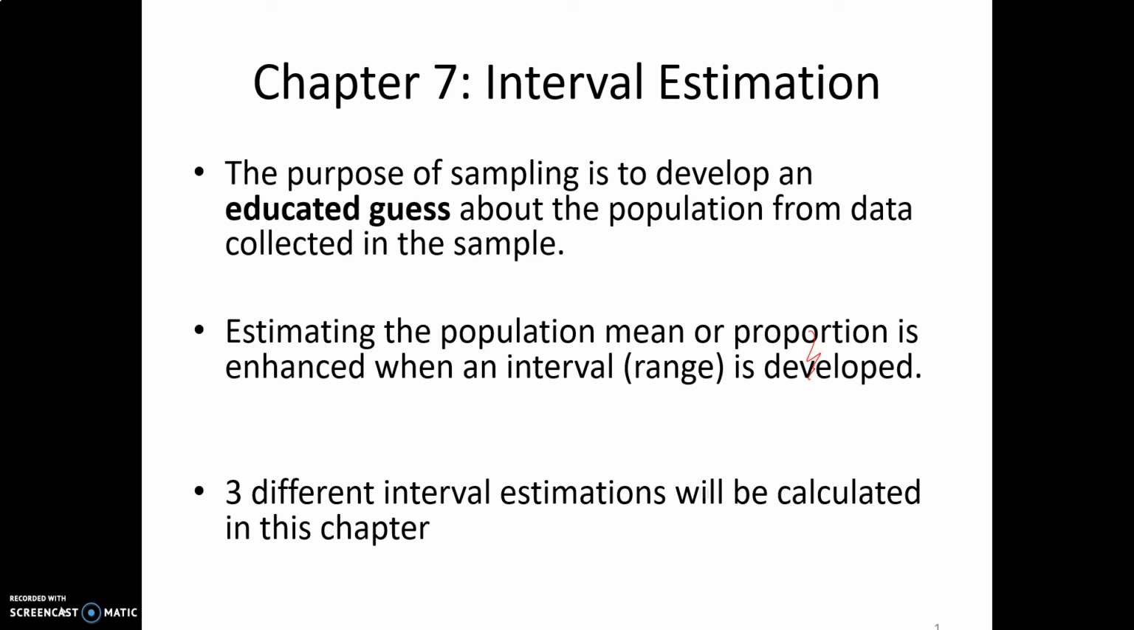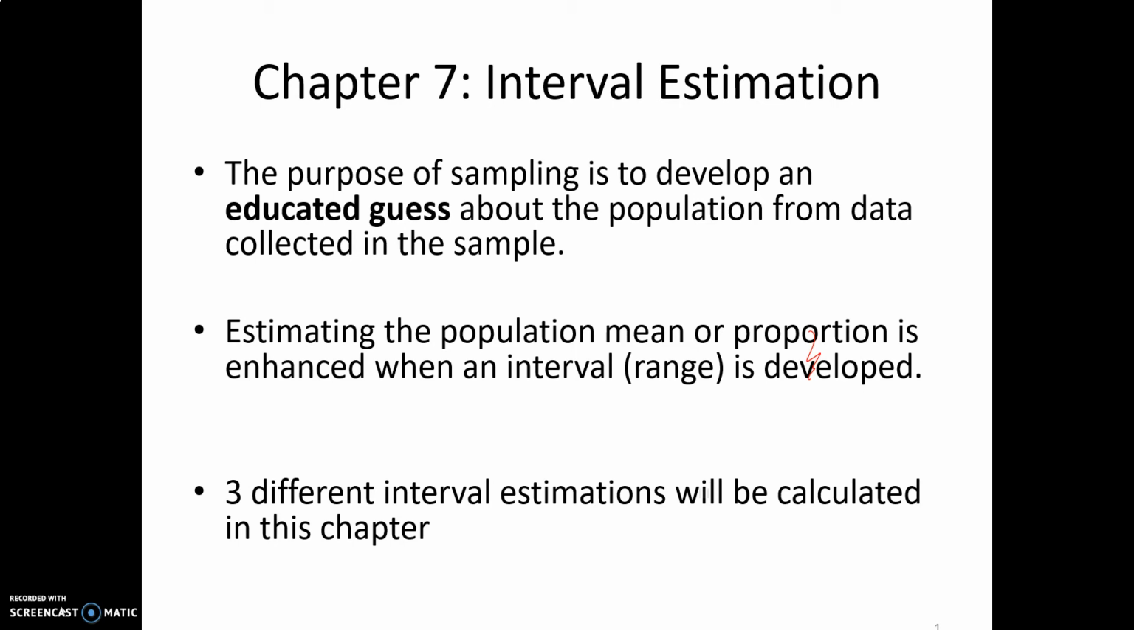The big difference is in Chapter 6, we assumed we knew something about the population, as in the population average or the population proportion. In this chapter, as in real-life situations, we do not know a lot of data about the population, including the population mean. So that is why we have to take a sample. We take a sample in order to develop an educated guess about the population from the data that we collect in the sample.